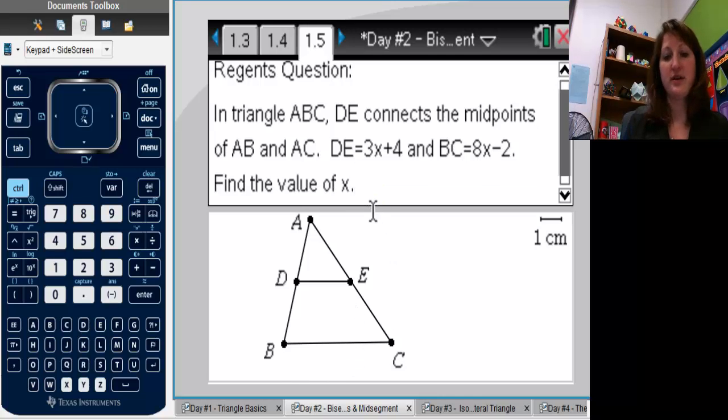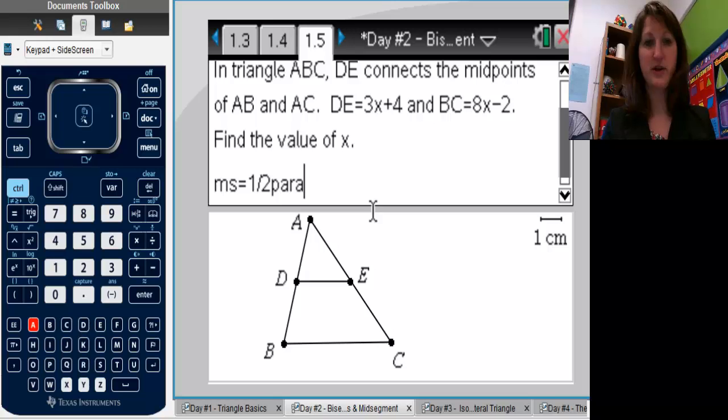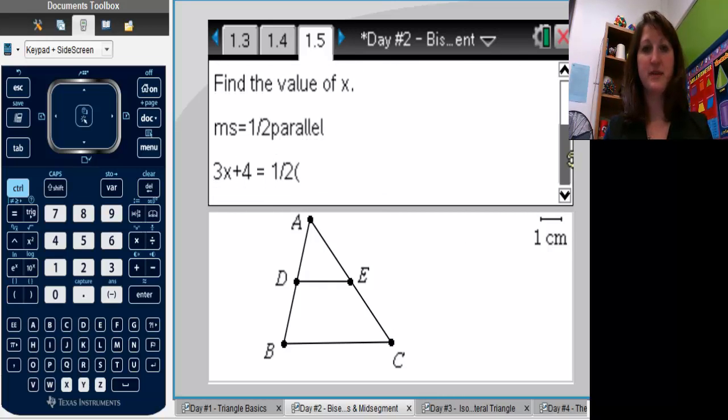So, what you want to think of for this one is that the midsegment is half of the side that it's parallel to. So, the midsegment is DE, that's the 3x plus 4, and that's equal to half of the side that it's parallel to, which is BC, which is 8x minus 2.